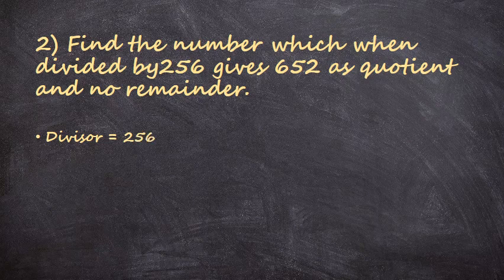Divisor is equal to 256. The number by which we are dividing a particular number is known as the divisor. Quotient is equal to 652. Quotient is the answer which we get after dividing. Suppose 10 divided by 2: 5 is the quotient and the remainder is 0.